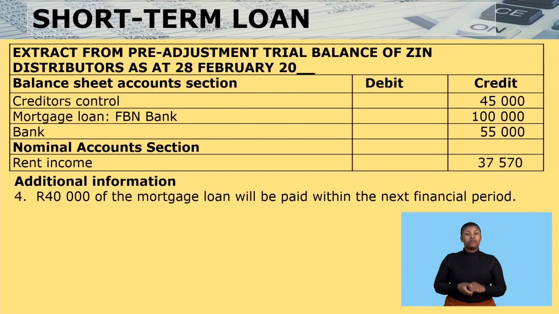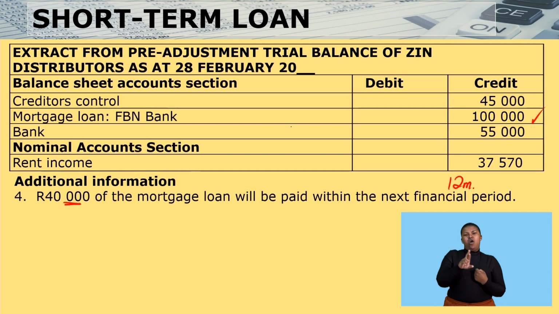In this case, we have a loan from FBN Bank, and the loan is for 100,000. Then information number 4 reads, 40,000 of the mortgage loan will be paid within the next financial period. What does that mean? It means of this 100,000, 40,000 will be paid within the next 12 months, next financial period. So it means it will stop being a non-current liability and it becomes a current liability.